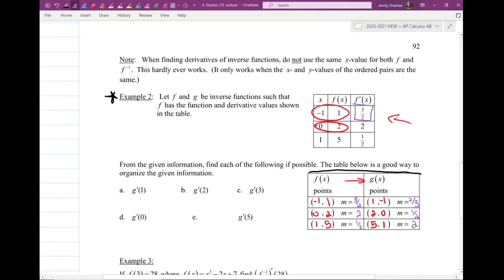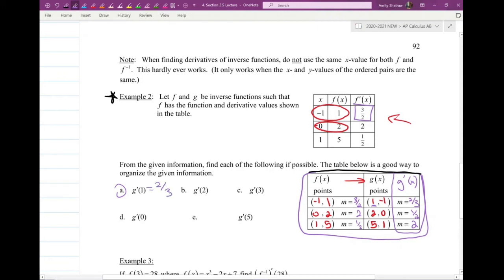And now, from the given information, find each of the following if possible. The table below, we organized our data, and I'm hoping that when we start looking at question A, B, C, and D, I'll be able to figure out where I'm at, right? So what is G prime of 1? Well, everything that's listed here should technically be G prime. And if I want to know what G prime of 1 is, well, that's where G of 1 lives, and that slope is going to be 2/3.